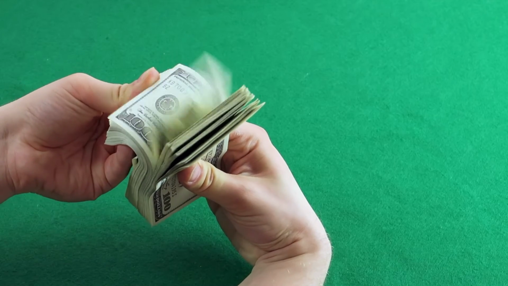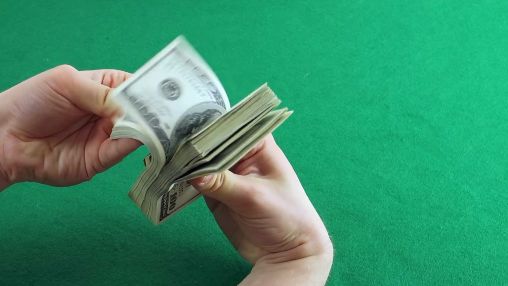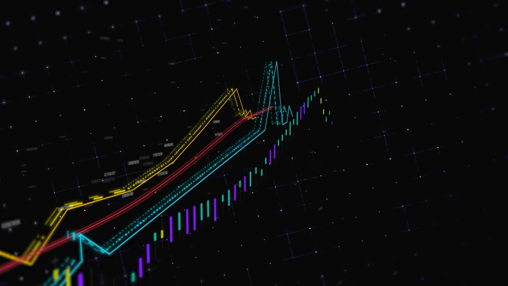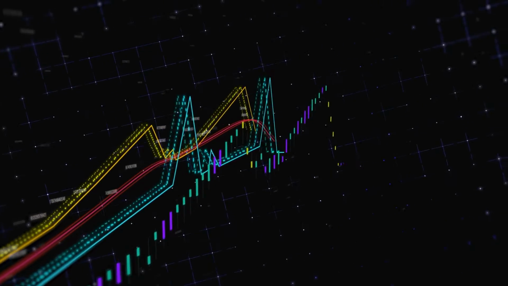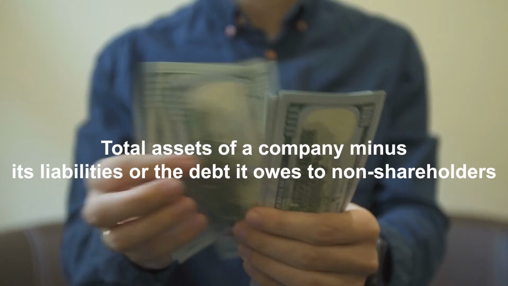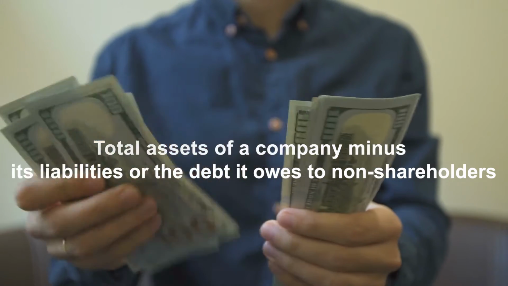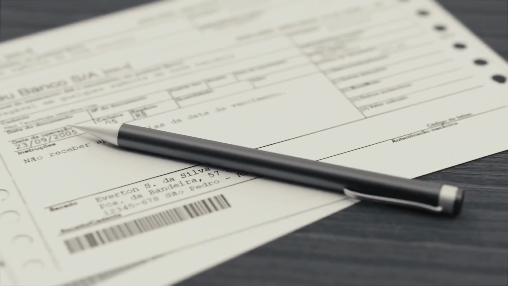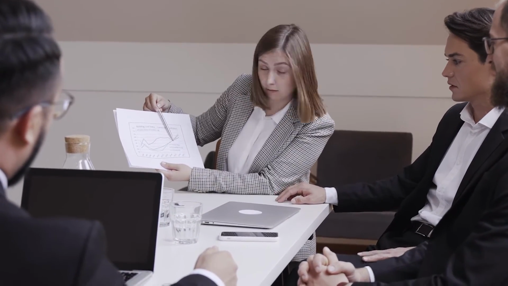Shareholder equity. Shareholder equity is the money attributable to the owners of a business or its shareholders. It is also known as net assets since it is equivalent to the total assets of a company minus its liabilities, or the debt it owes to non-shareholders. Retained earnings are the net earnings a company either reinvests in the business or uses to pay off debt. The remaining amount is distributed to shareholders in the form of dividends.